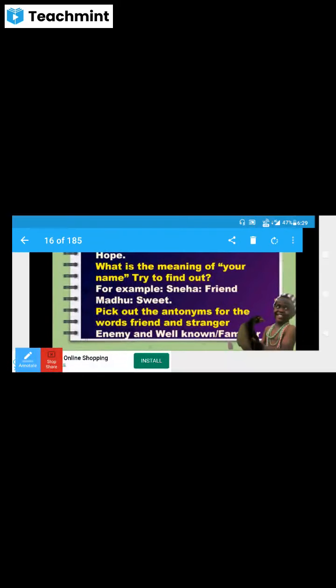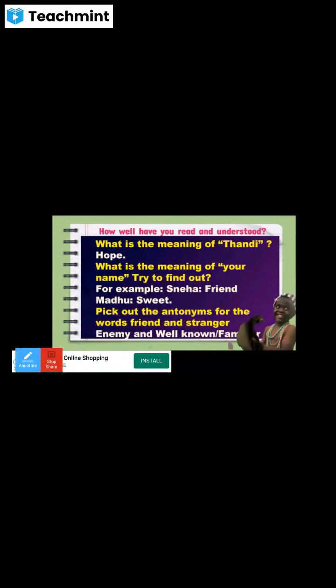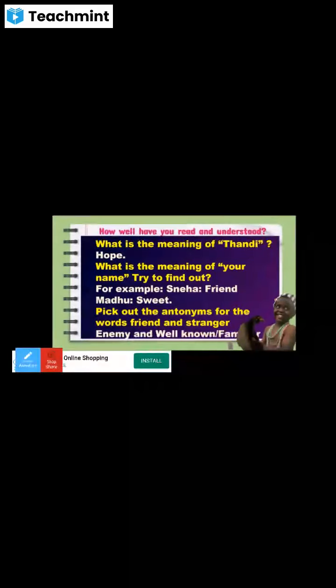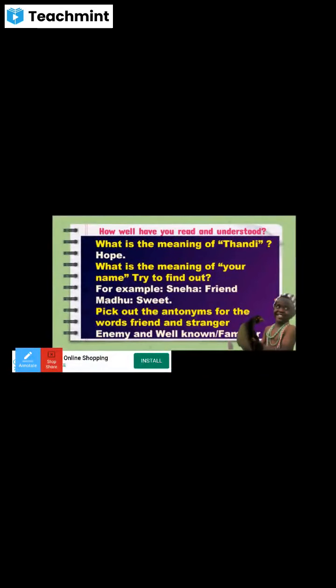So what is the antonym of friend? Enemy. The opposite of the word friend is enemy. So what is the opposite word of stranger? Known. Already I told you stranger means unknown persons, unknown things. So what is the opposite of the word stranger? Knowing, a known thing, a known person, or familiar, like this.